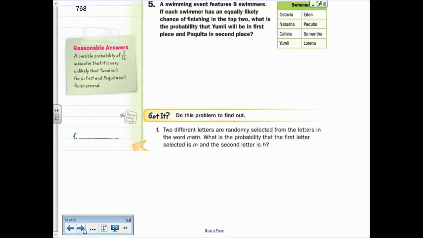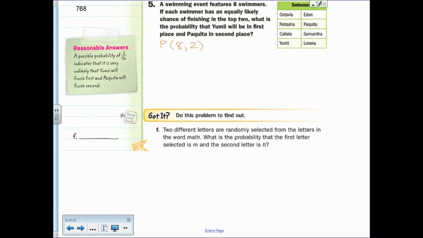A swimming event features 8 swimmers. If each swimmer has an equal likely chance of finishing in the top 2, what is the probability that Yumi will be in the first place and Pakita in second place? Well, let's take a look. First of all, how many swimmers are there? There are 1, 2, 3, 4, 5, 6, 7, 8 swimmers over here in our table. So we're looking for what is a permutation of 8 swimmers. And then we want to know just about first and second place. So we only need to permutate to 2 places.